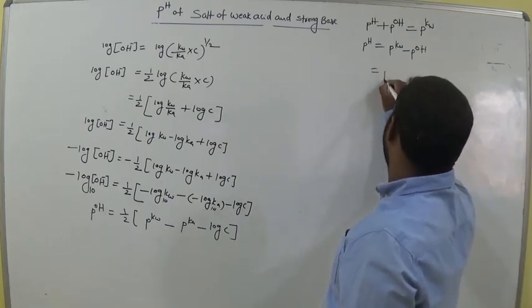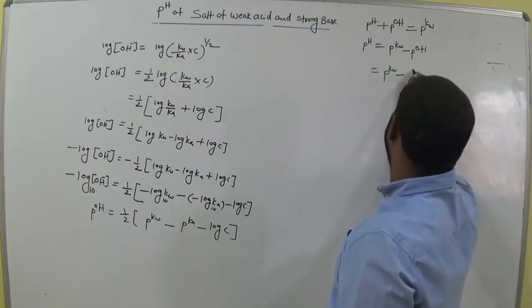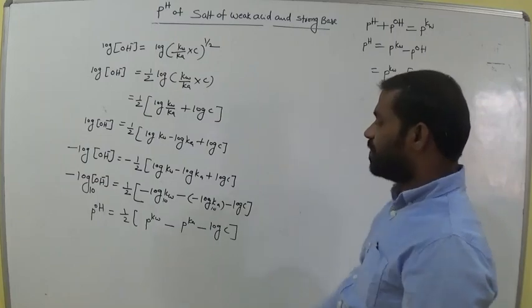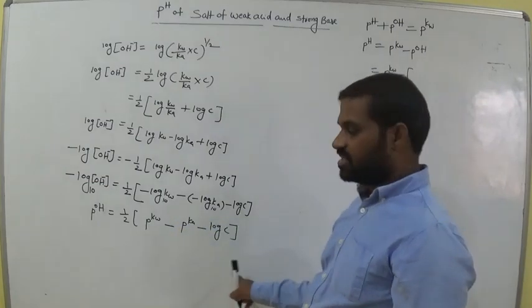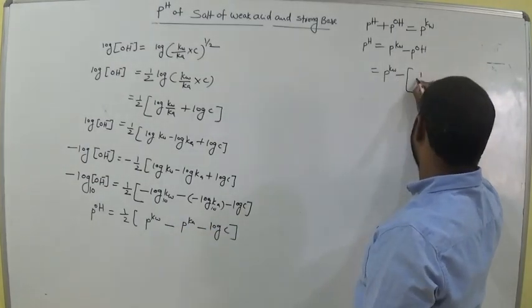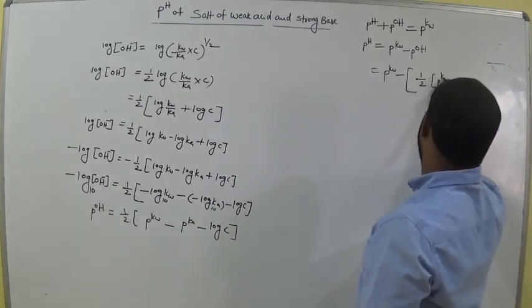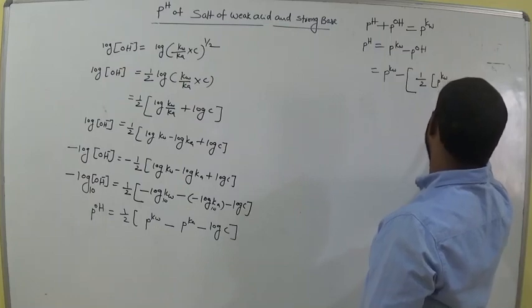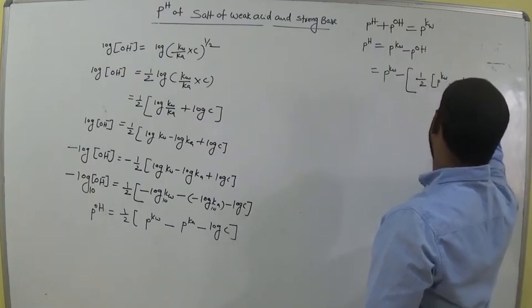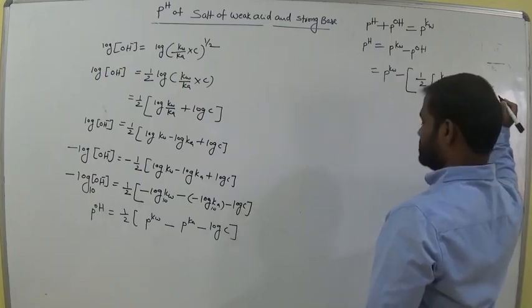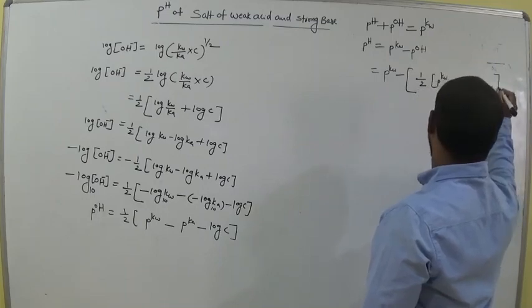So now this pH equals pKw minus, what is the value of pOH? This is the value of pOH. Now write here: pKw minus (pKw minus pKa minus log C). Is it clear? Everyone?